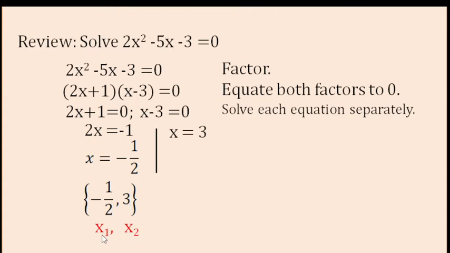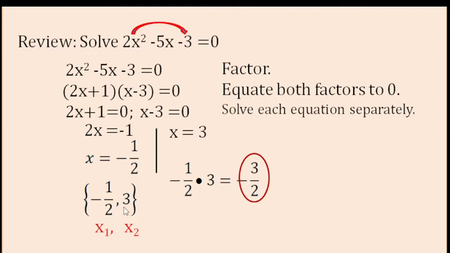So we have two roots, x sub 1 and x sub 2. Again, we are going to multiply these two, negative 1/2 times 3. So our answer is negative 3 over 2. Now, if we look at our original equation, the product is actually the last term, negative 3, over the leading coefficient 2.